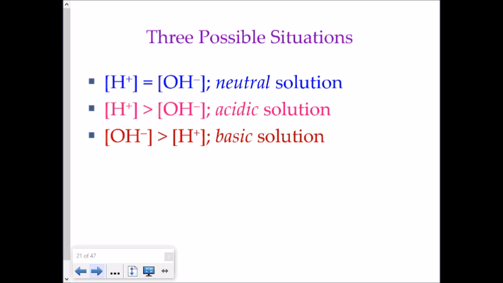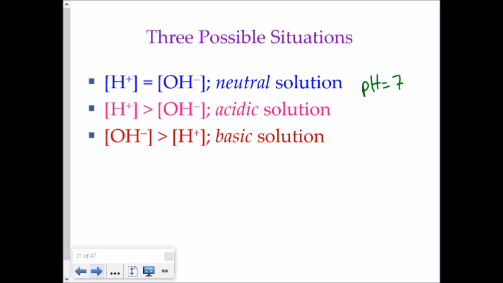So our possible situations here. If the hydrogen equals the hydroxide, what does it tell you about the solution? It's going to tell you that you've got neutral. And neutral means what kind of pH? So the pH here would be right at 7.